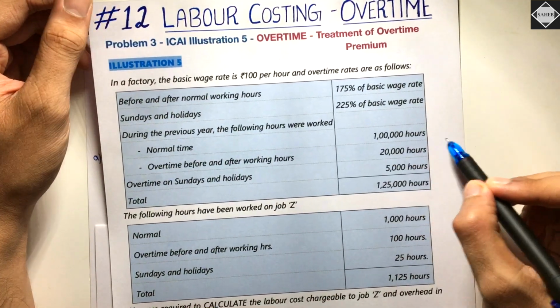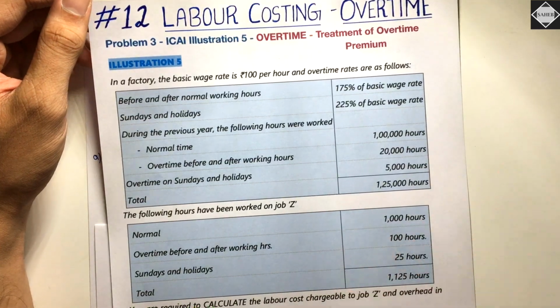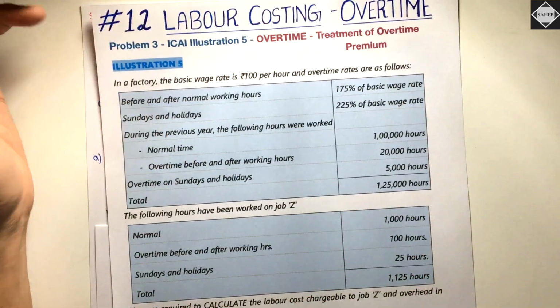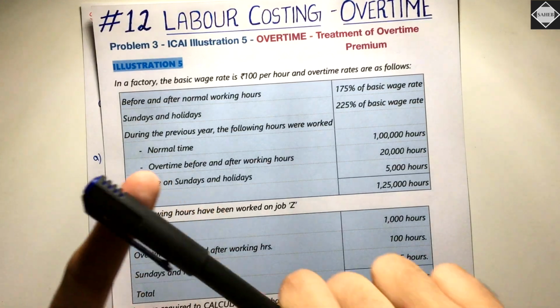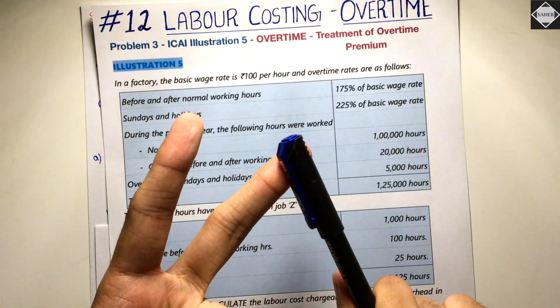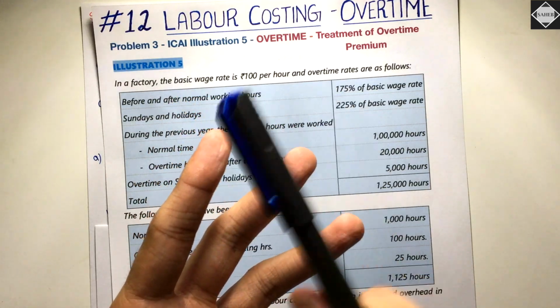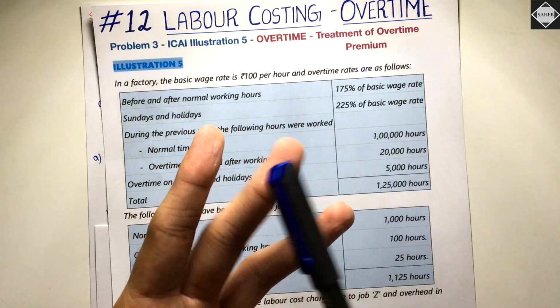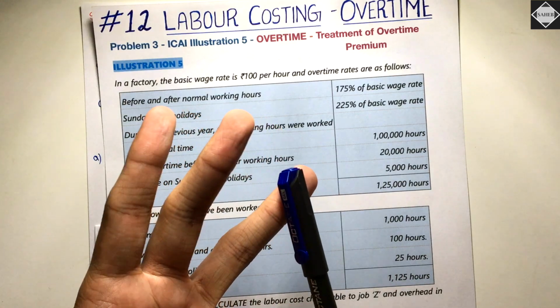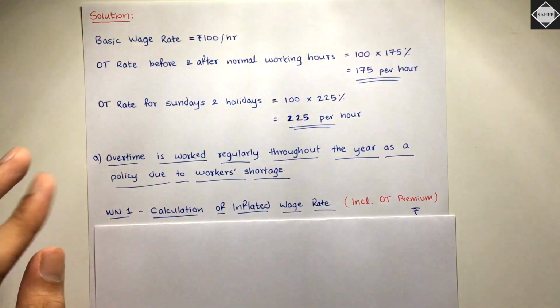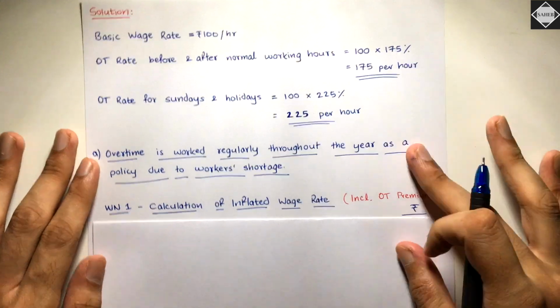So 1 lakh hours into 100. We need total wages. Understand this, we need total wages. So in total wages, what do we have? We have normal hours, we have overtime during weekdays and overtime during weekends, all the three. You have to multiply with the proper rates. Here 100 rupees, here 175 rupees, here 225 rupees, isn't it? So see here, that is what we are going to do.